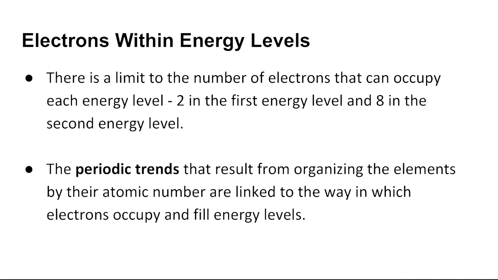Now, electrons within energy levels. There is a limit to the number of electrons that can occupy each energy level. We can fit 2 electrons in the first energy level, 8 in the second energy level, and for now, we're going to assume 8 in the third. But remember that this one is going to break the rules. In terms of Bohr and Bohr-Rutherford diagrams, yes, the third energy level will contain 8 electrons. But when we go into electron configuration in chapter 3, you will see that this isn't going to follow that pattern of 8 electrons in the third energy level.